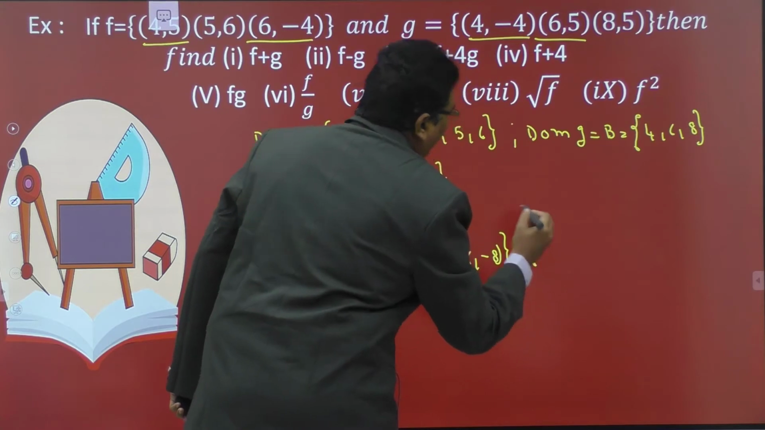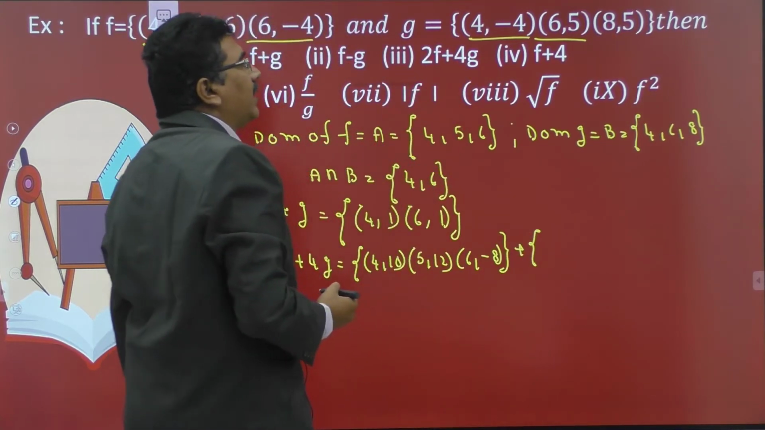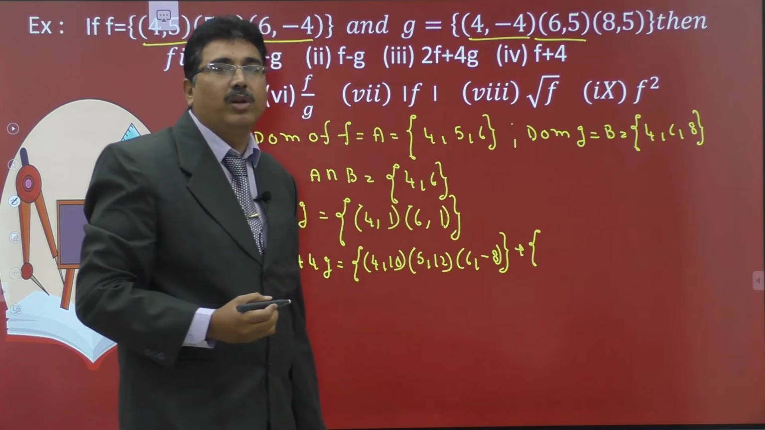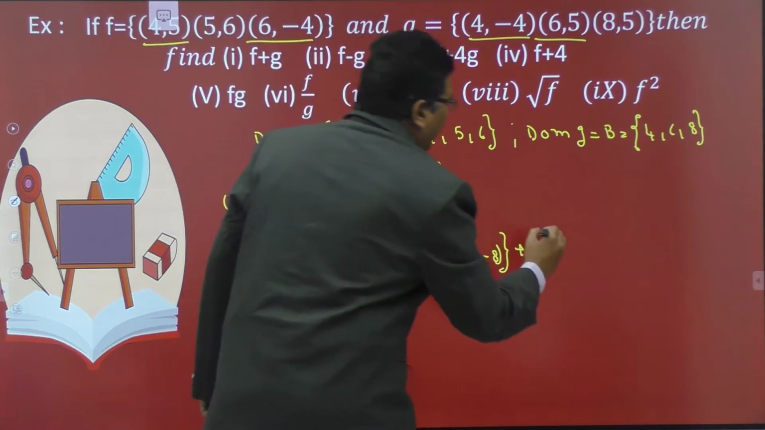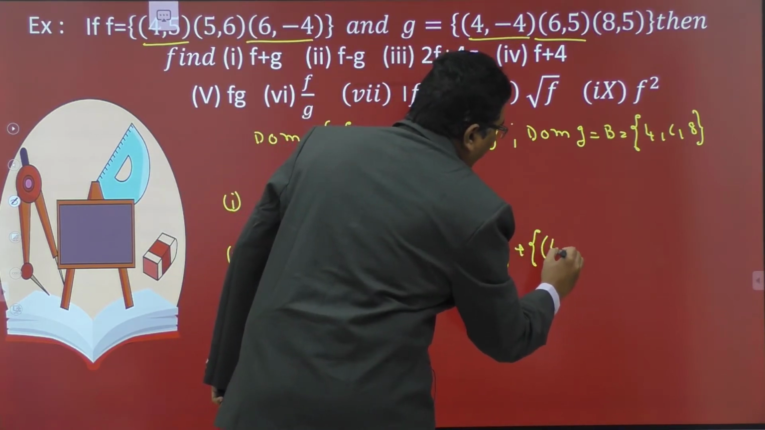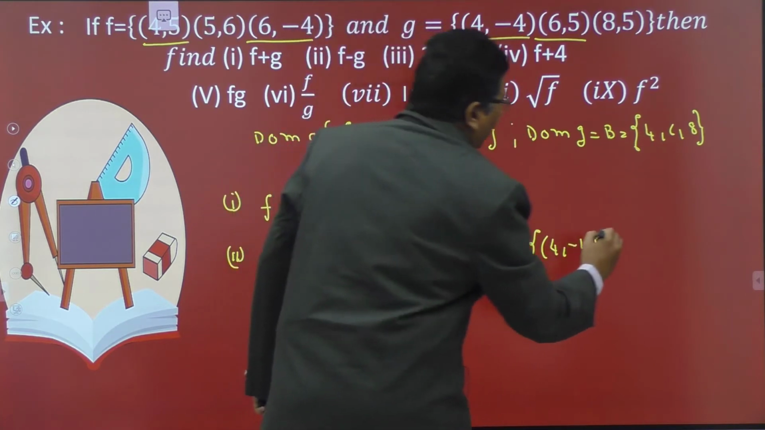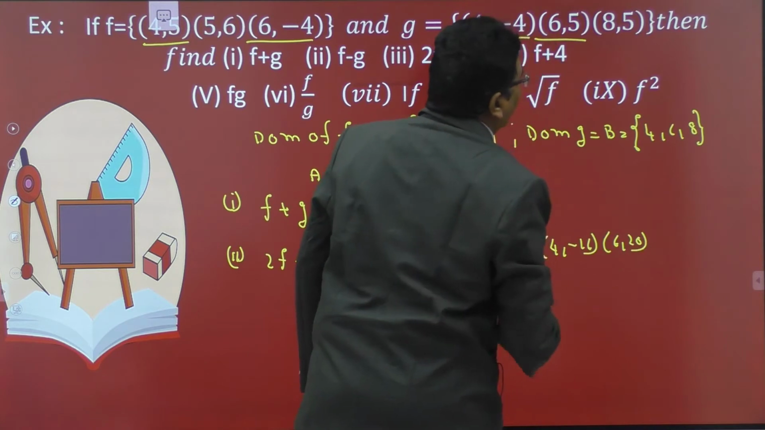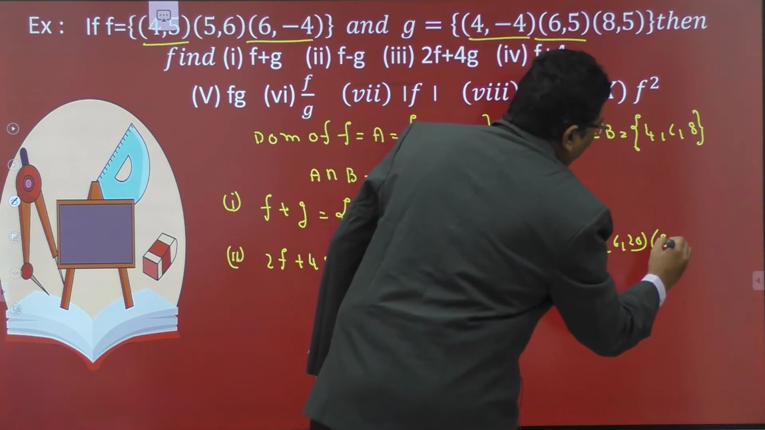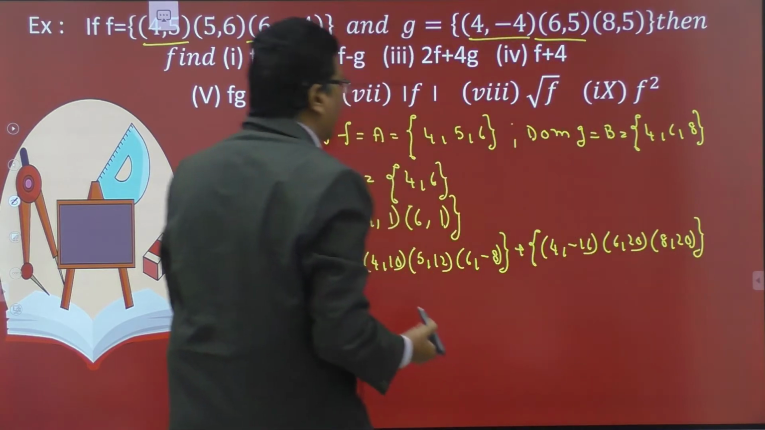Now 4g is the set of all ordered pairs. Again, multiply 4 with the second component of each ordered pair: 4 comma minus 16, 5 comma 20, 6 comma 20. Right? This is 4g.